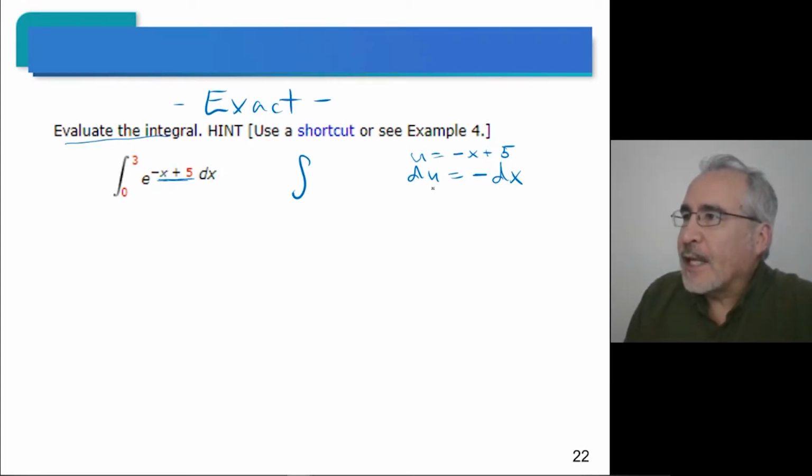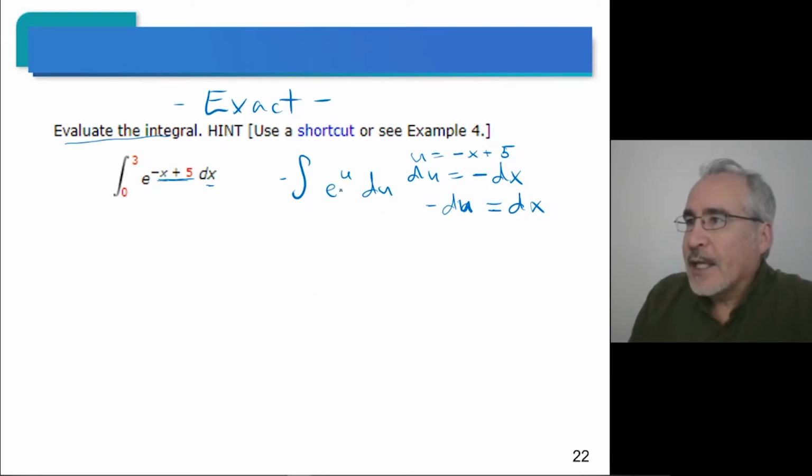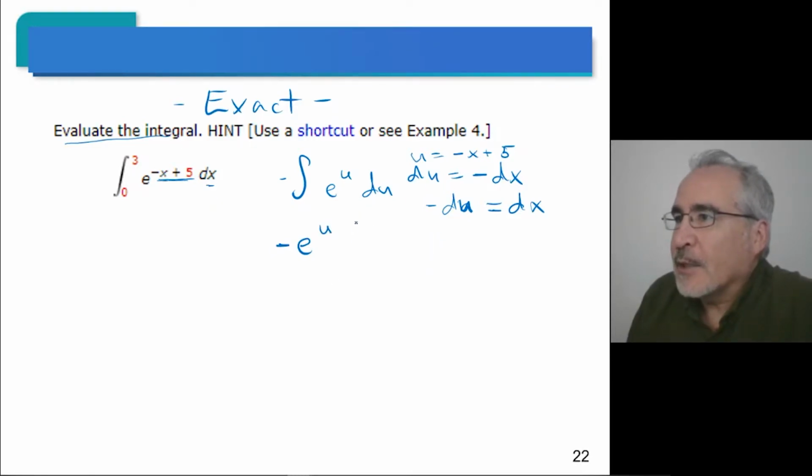Divide both sides by a negative, or multiply both sides by a negative. What you get is that negative du equals dx. So the dx becomes negative du. So put the negative out here, we'll put the du here. E to this becomes e to the u. And so this is all we have to integrate. E to the u integrates as e to the u. This negative multiplies down there. So you might have just said that you need to put a negative on it.